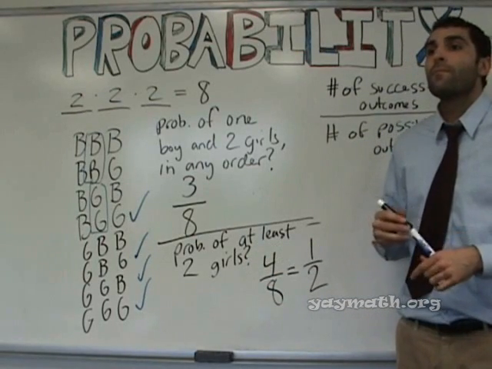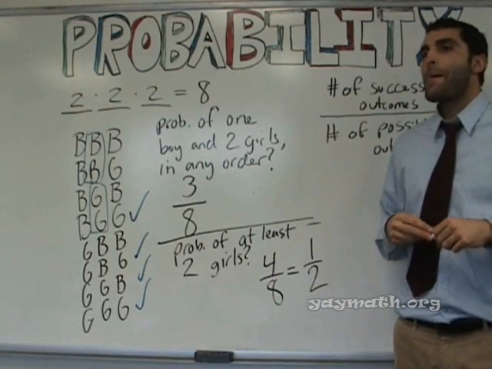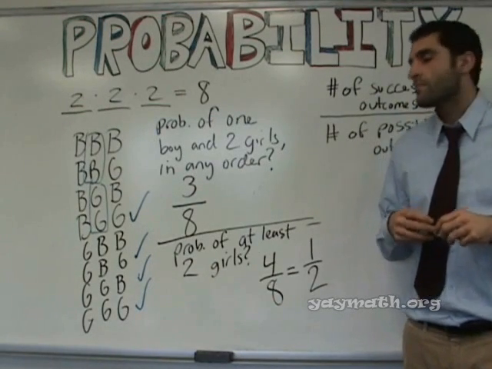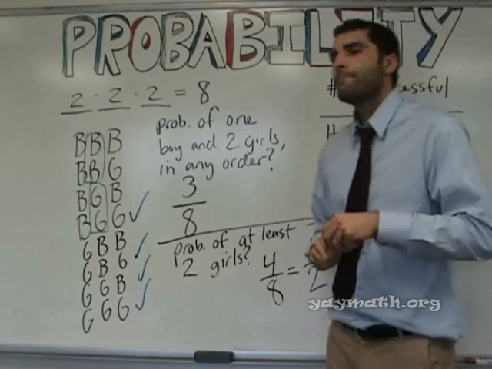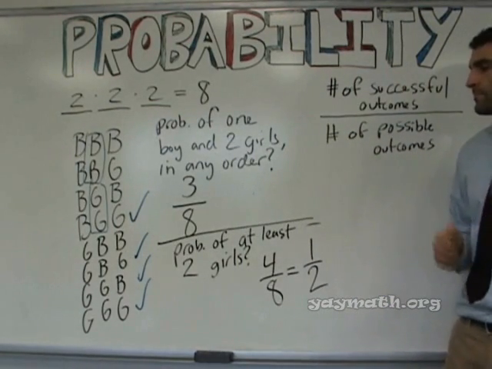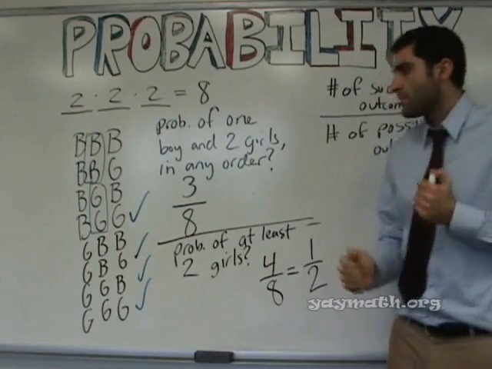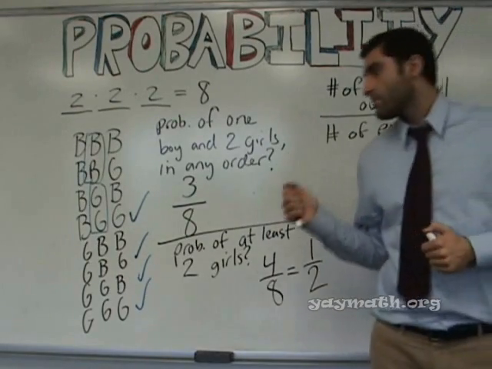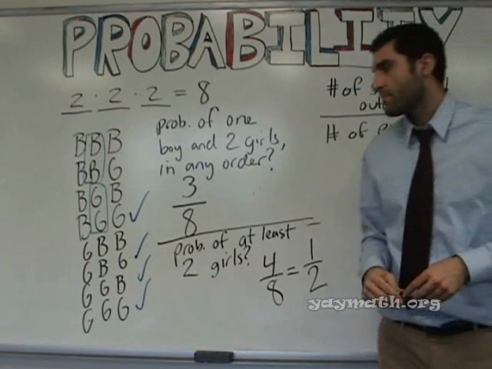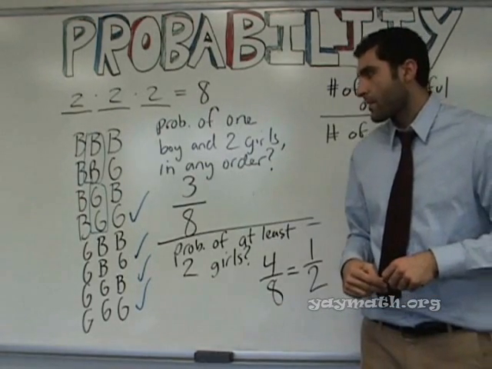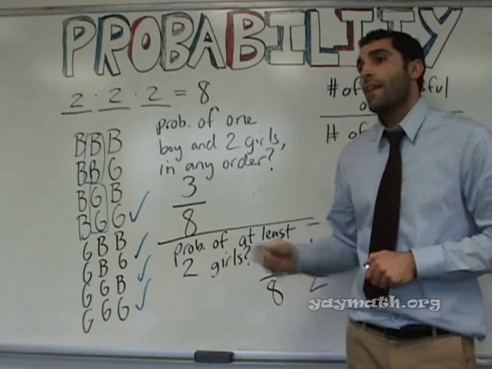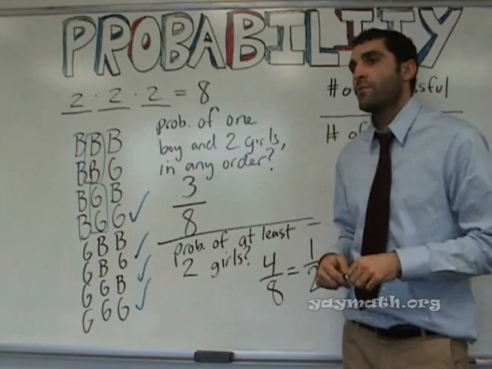So basically, it doesn't matter which order as long as there's 2 girls and 1 boy. So whatever the 8 different combinations are, if you write it out, then you just choose how many of them have 2 girls and 1 boy. That's right. Now let's say you didn't write it out, what's the other way of knowing how many outcomes there are? That's what we're doing next.